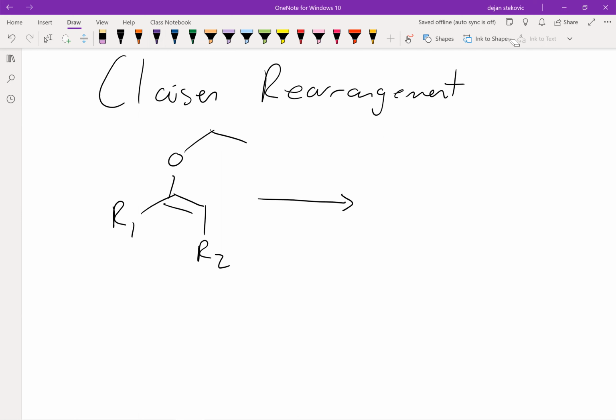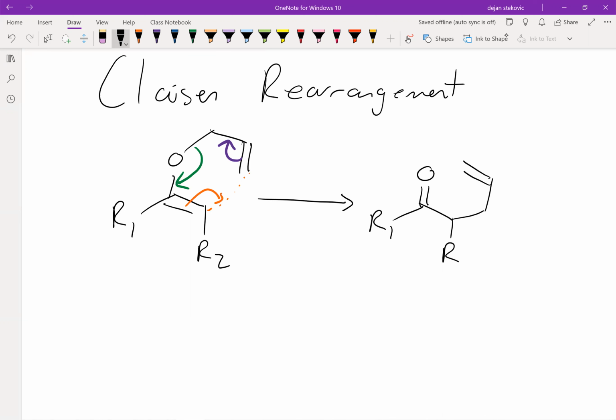So whoops, should be down here. This will undergo a Claisen rearrangement where this pi bond is going to jump over here. This sigma bond is going to become a pi bond to form a carbonyl. And then this pi bond is going to jump over here to form a sigma bond between these two carbons. So your end product is your R1 is over here. Now you've got the carbonyl, R2 over here.